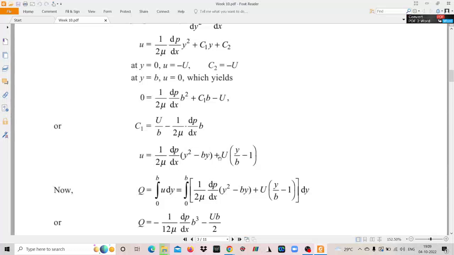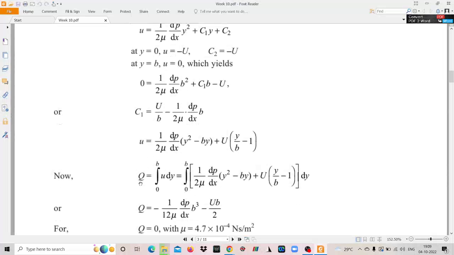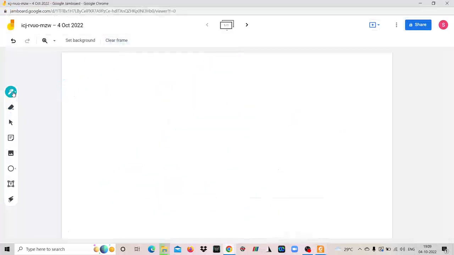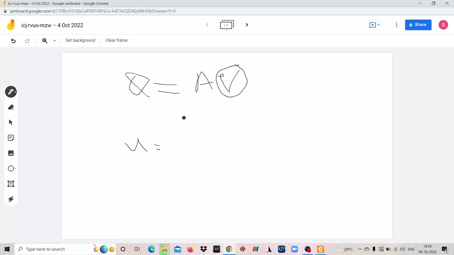Now in order to obtain discharge q from this u, what is the form? What is discharge? Discharge q is area into velocity. Now the velocity in this expression is the average velocity, but in our case we don't know the average velocity. But at different values of y, at different spatial locations, the variation of u with y is given to us. So what will be the average velocity?